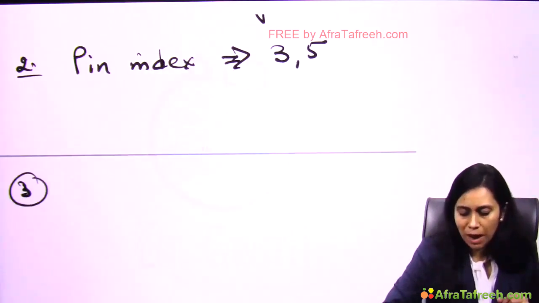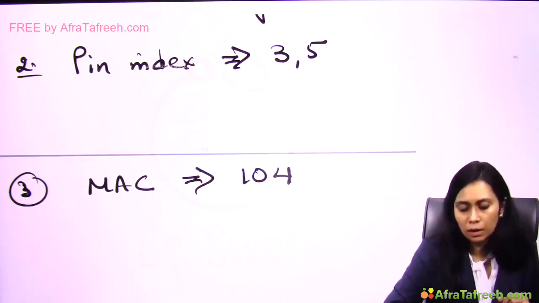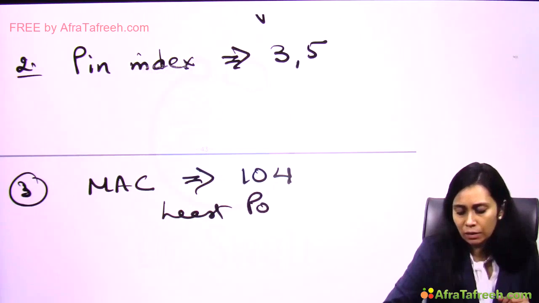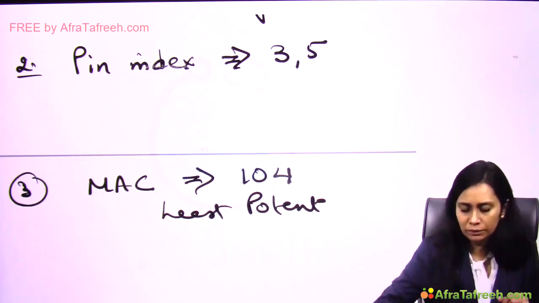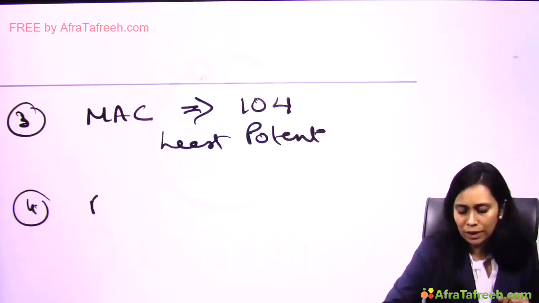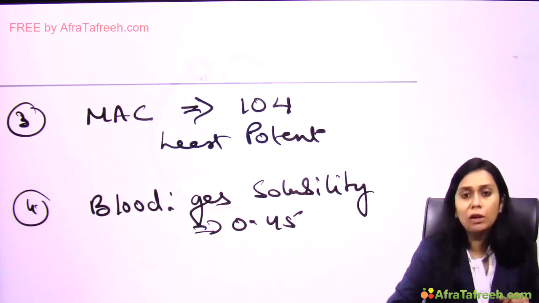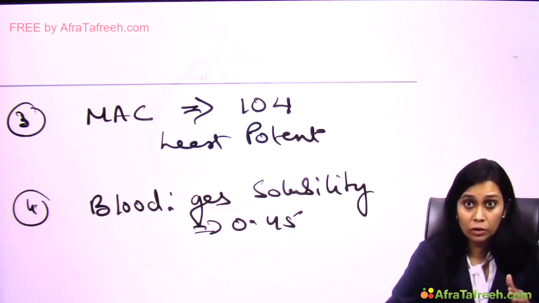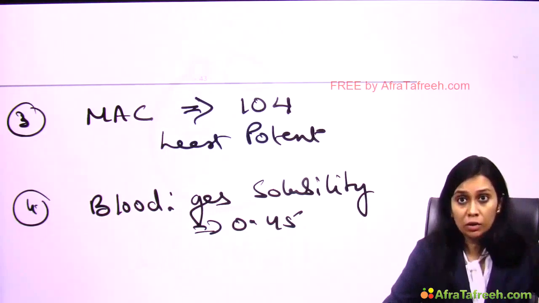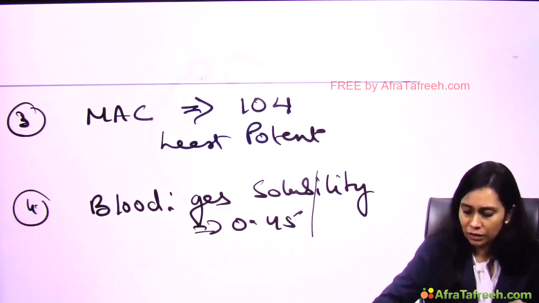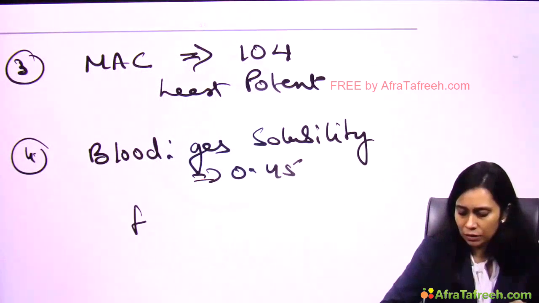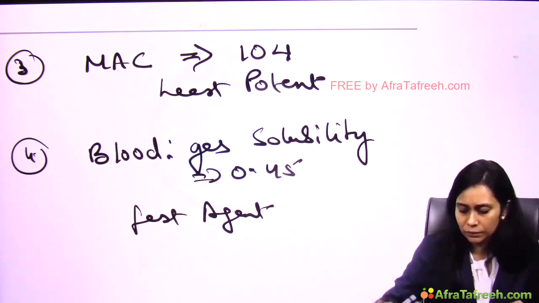Then third point, MAC. MAC of nitrous oxide is 104, which makes it least potent. Then blood gas solubility. Blood gas solubility of nitrous oxide is 0.45. This is the lowest blood gas solubility. Not lowest, sorry. One of the low blood gas solubilities, which makes it a fast agent. Nitrous oxide is a fast agent.